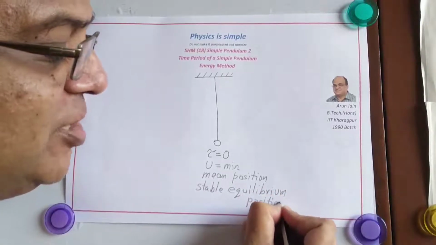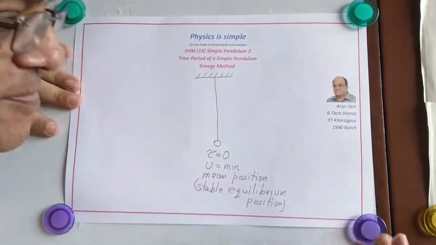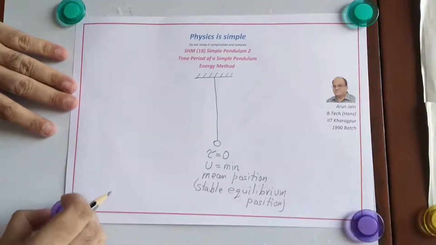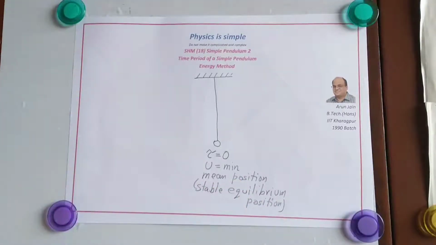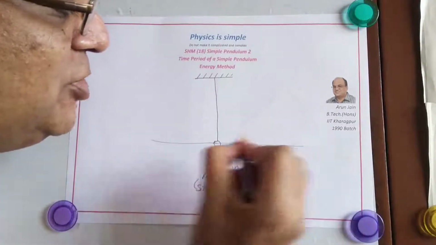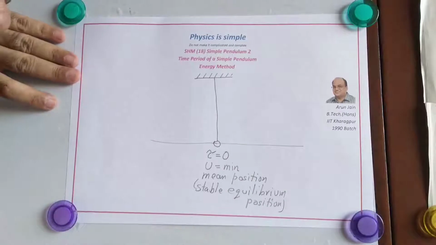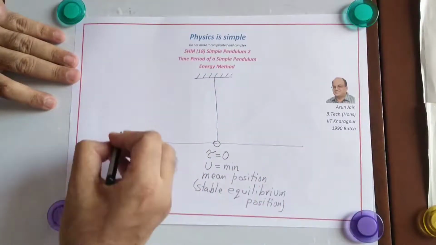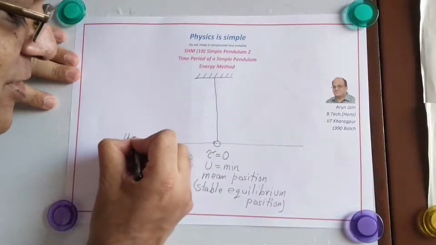Now, since the potential energy is minimum, we can call it 0. We can take the reference line for potential energy anywhere. So this position we can take as the reference line, and we can say the potential energy is 0.